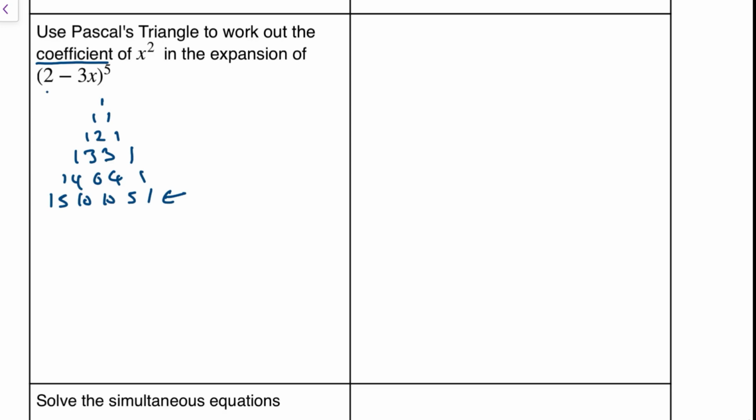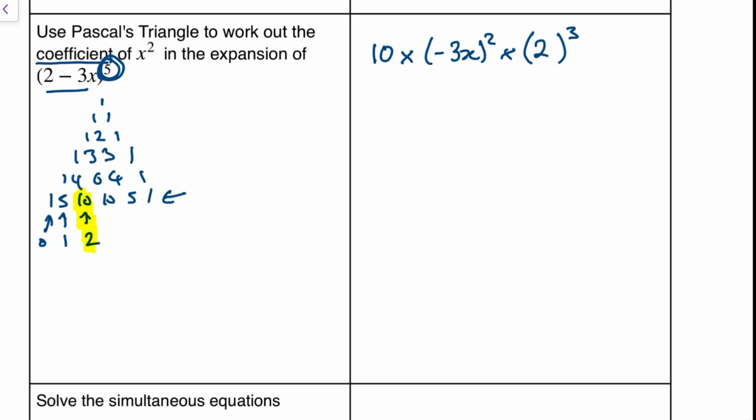Now, if I think about expanding this bracket, this is going to be x to the 0, this is going to be x to the 1, and this is going to be x squared. So actually, I only need this term here. So let's pull all this together. To work out the coefficient, it's going to be 10 multiplied by, well, it's minus 3x squared, and then multiply that by 2 to the power of whatever the big power is, 5, minus the powers I've used, which is 2, which is going to give me 2 to the 3.